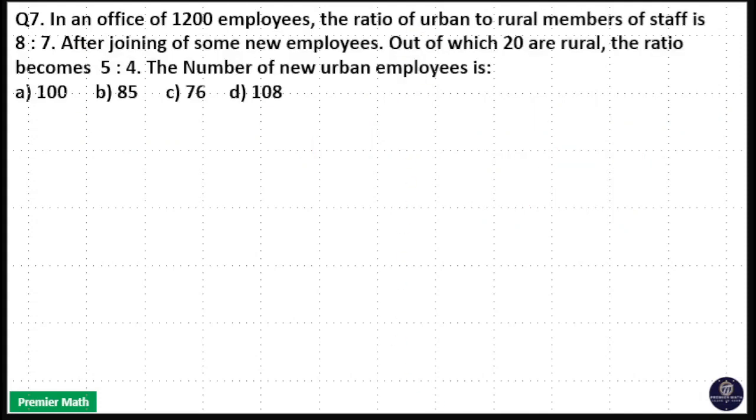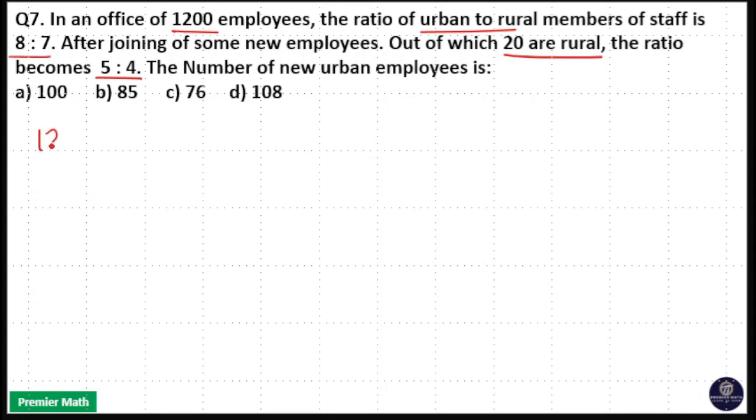Next is question number 7. In an office of 1200 employees, the ratio of urban to rural members of staff is 8 is to 7. After joining some new employees, out of which 20 are rural, the ratio becomes 5 is to 4. The number of new urban employees is.